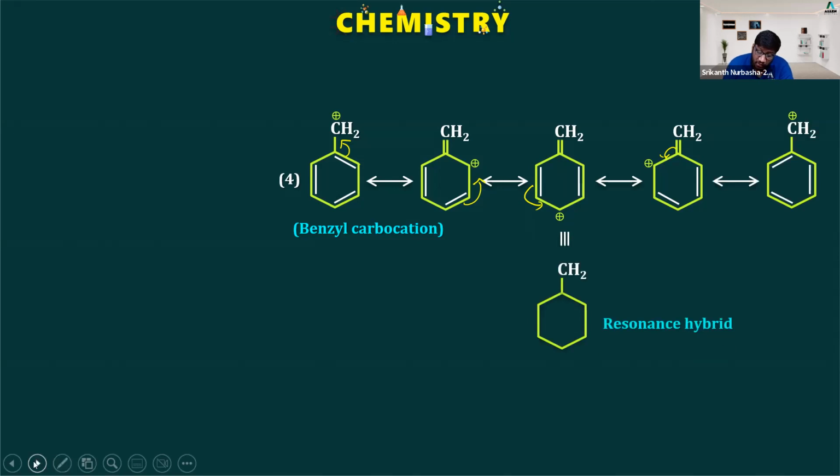And how is the resonance hybrid looking like? We have the pi electron density completely revolving throughout, and we have a positive charge present on one of the carbon atoms, like ortho or para. So this is going to be the respective resonance hybrid.